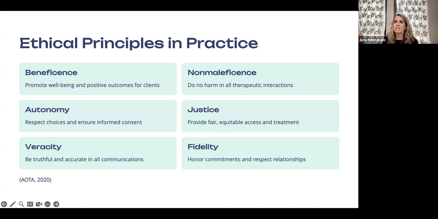So where beneficence urges us to promote good, and non-maleficence warns us to avoid harm, autonomy means respecting our clients' choices, even when they differ from our own opinions. The principles often overlap and sometimes compete in real life.